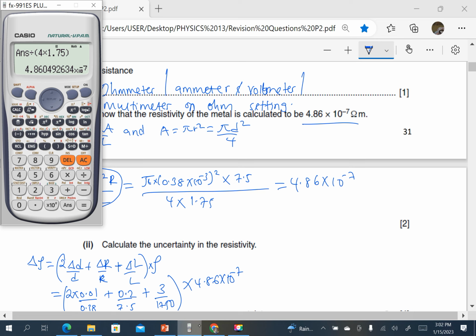So this is going to be 0.02 divided by 0.38 squared, close the bracket, plus 0.2 times 7.5, close the bracket, plus 3 divided by 1750, close that bracket. Answer is that one, times 4.86 exponent negative 7. Getting 7 point, let me check this again.